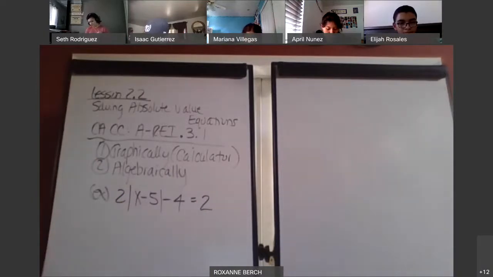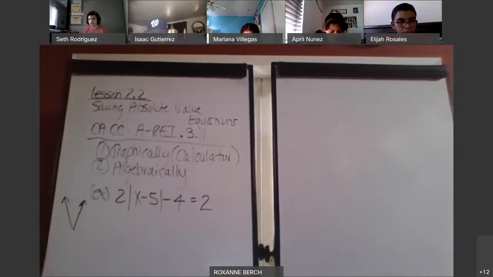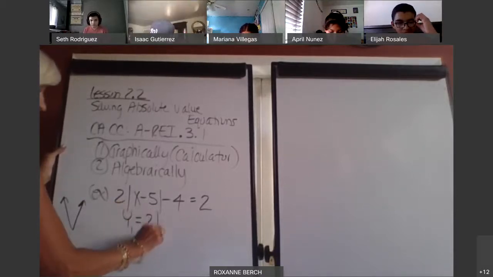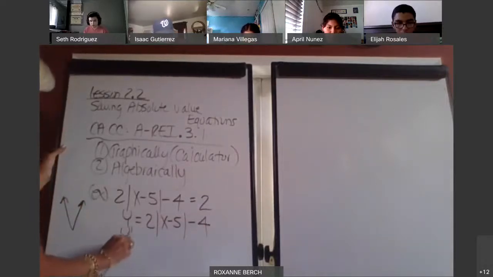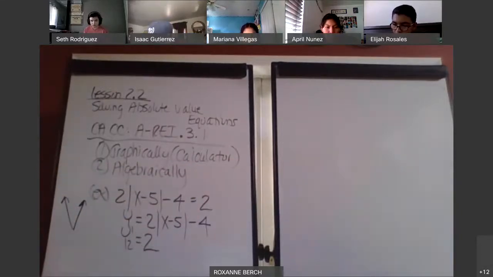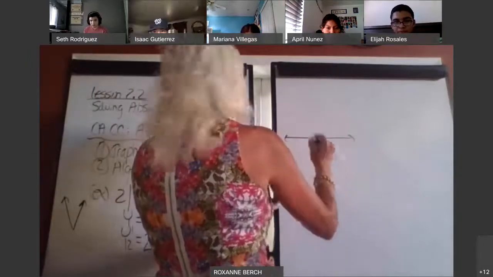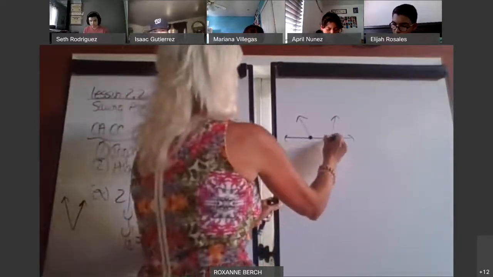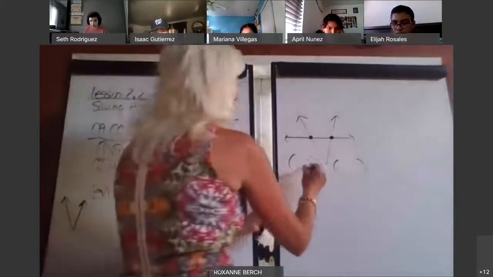So what you're going to do is this is one graph, but we're not looking at the actual graph. We're going to split it into two graphs. So on the graphing calculator under y sub 1, you're going to put 2, the left side, 2 times the absolute value of x minus 5 minus 4, and under y sub 2, you're going to put the horizontal line y equals 2. So your graph on the calculator is going to be a horizontal line through y equals 2, and it's going to have this graph. And we're going to look at these points. And these points, since y is equal to 2, are going to be at something, 2.